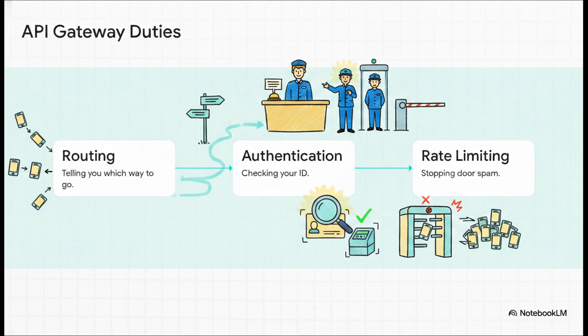But here's the thing. Before your phone can go talk to 50 different tiny apps, it has to pass through the API gateway. Actually, think of the API gateway acting just like a luxury hotel concierge and a front door security guard rolled into one. It handles routing, telling your request exactly which way to go. It handles authentication, checking your ID to make sure you're actually logged in. And crucially, it handles rate limiting. That makes sure one person doesn't just spam the door and crash the entire system for everyone else.